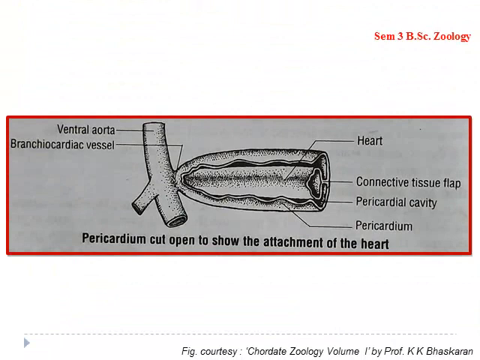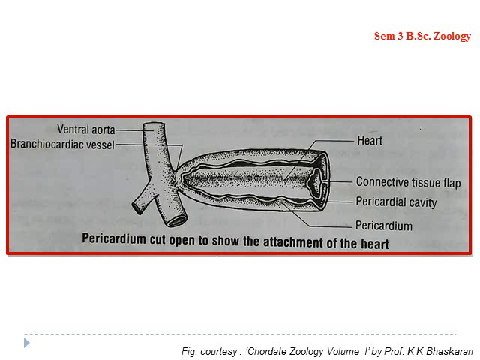This figure shows the heart and the pericardium when it is cut open, and how the heart is attached to the pericardium. You can see there is a connective tissue flap. It is from there that the inpushing is initiated. From the pericardial wall, the inpushing begins at that particular point and is pushed inside all along the length of the tubular pericardium.